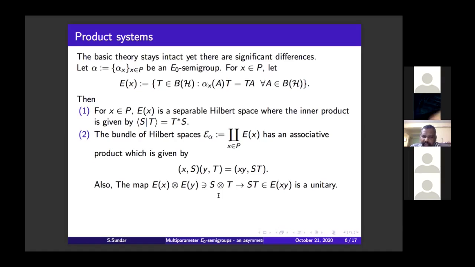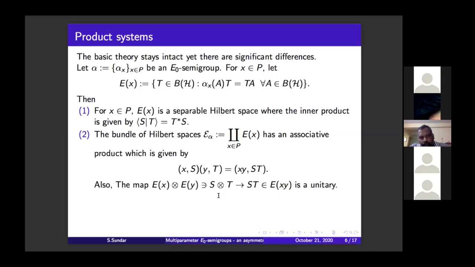This is an associative multiplication, that is clear, because multiplication on B(H) is associative. But this multiplication is not just any multiplication. It satisfies a very specific property: if you look at the induced map from the tensor product Ex tensor Ey to Exy, which takes S tensor T to ST, that is a unitary operator. So for every x, you have a Hilbert space, and there is a multiplication on the bundle, and the multiplication is special in the sense that the induced operation from the tensor product is a unitary operator.